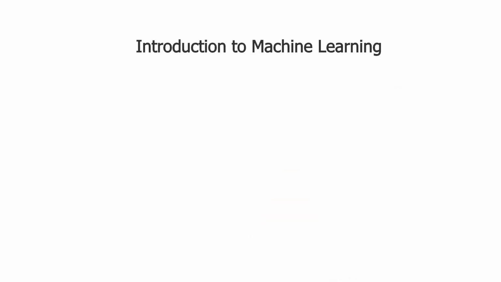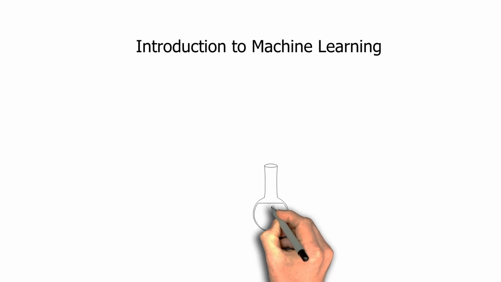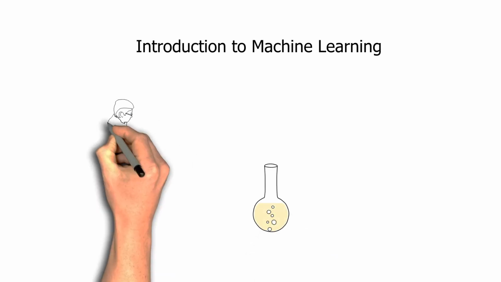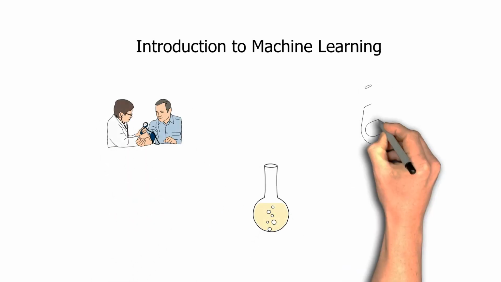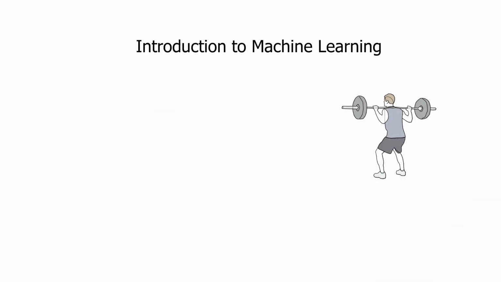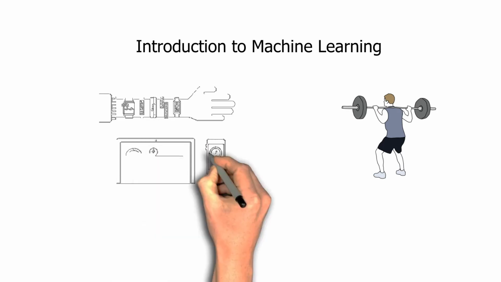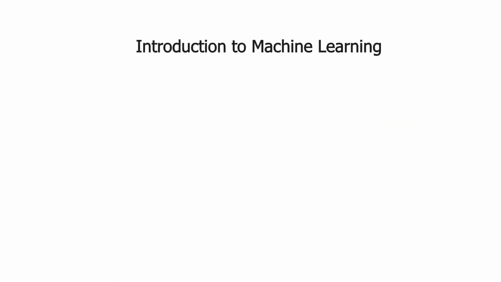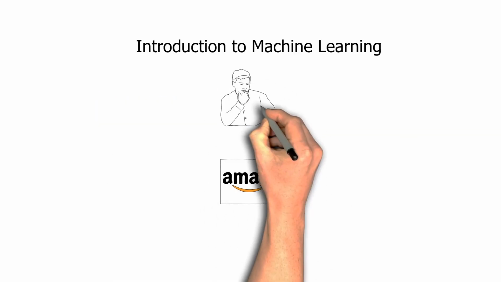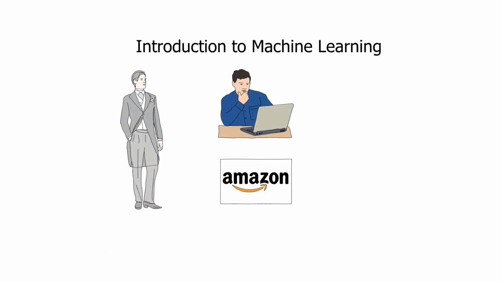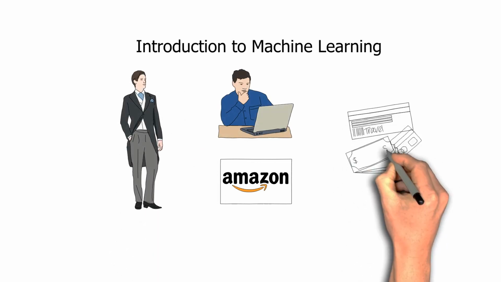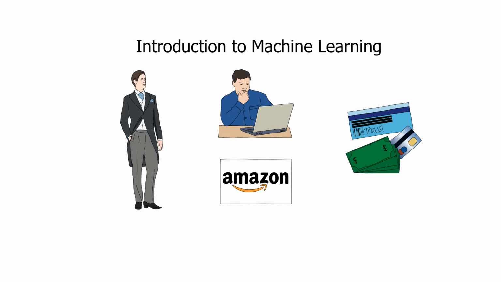For example, in healthcare, machine learning is used to identify patterns in medical data, helping doctors to diagnose diseases earlier and more accurately. In the fitness industry, machine learning is used to track user activity and provide personalized recommendations for workouts and nutrition. In the e-commerce industry, machine learning is used to analyze customer data and provide personalized recommendations, leading to higher sales and increased customer satisfaction.